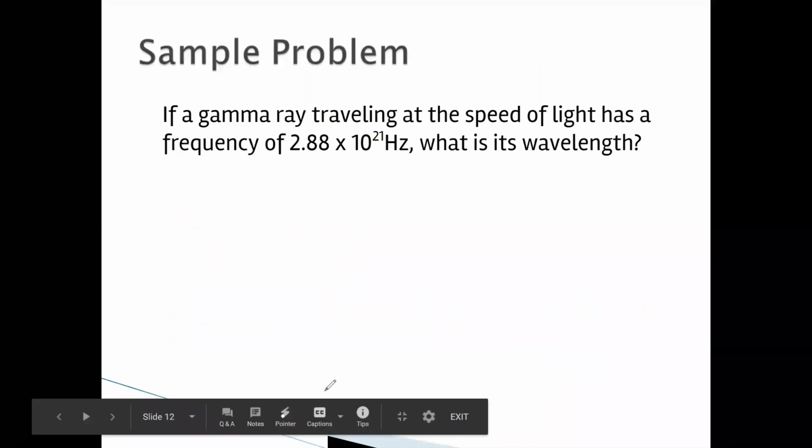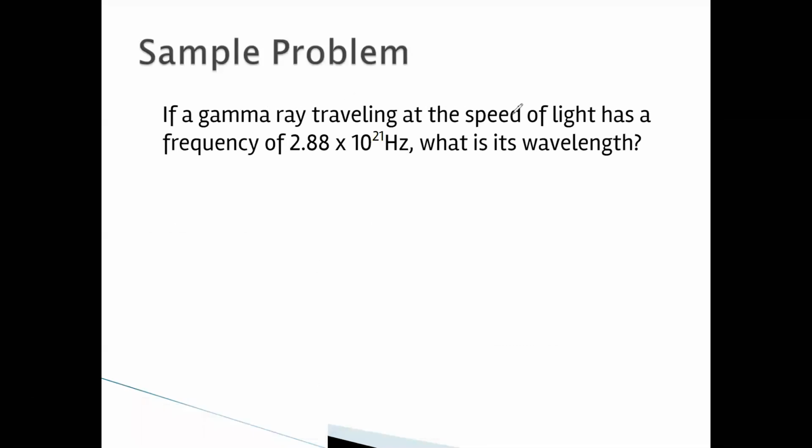Okay, so here's a sample problem that I'm going to walk us through together. If a gamma ray traveling at the speed of light has a frequency of 2.88 times 10 to the 21st hertz, what is its wavelength? So the first thing that I'd like to do is go ahead and rewrite that equation that I just used before. Remember, speed equals wavelength times frequency, okay? So if we look at this problem and we read it carefully, most of the information that we need to solve it is already given to us. If a gamma ray traveling at the speed of light, in the previous slide I told you what the speed of light was. So immediately we fill in that number for speed, which in this case is 3.00 times 10 to the 8th meters per second. Okay, so we just filled in that number for speed.